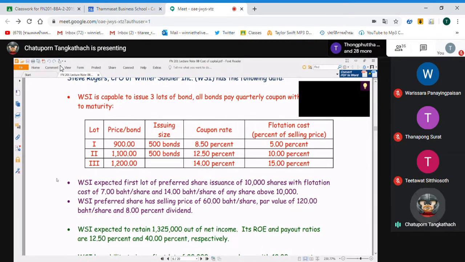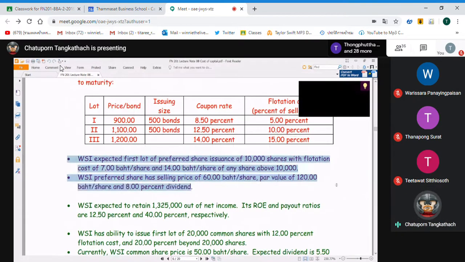Now, the second part, the next 2 bullet points, you are going to see the data regarding the preferred share. So for these 2 bullet points, you are going to calculate cost of preferred shares. And you are going to have 2 preferred shares, 2 cost of preferred shares. So you may name it KP1 and KP2 here, okay?